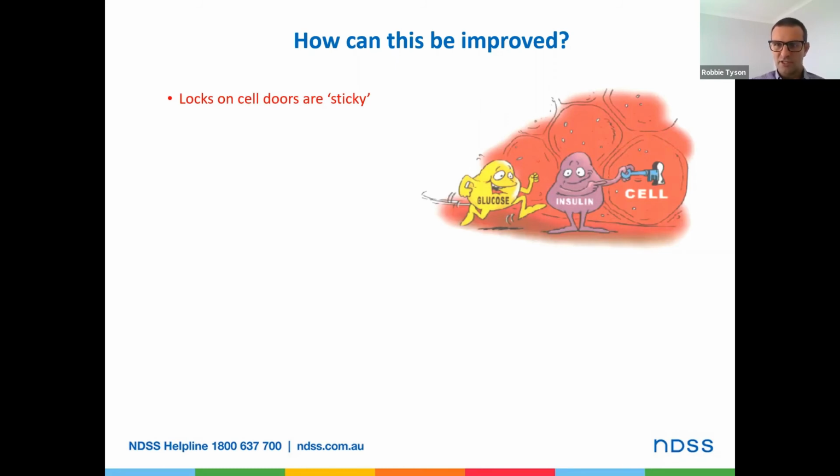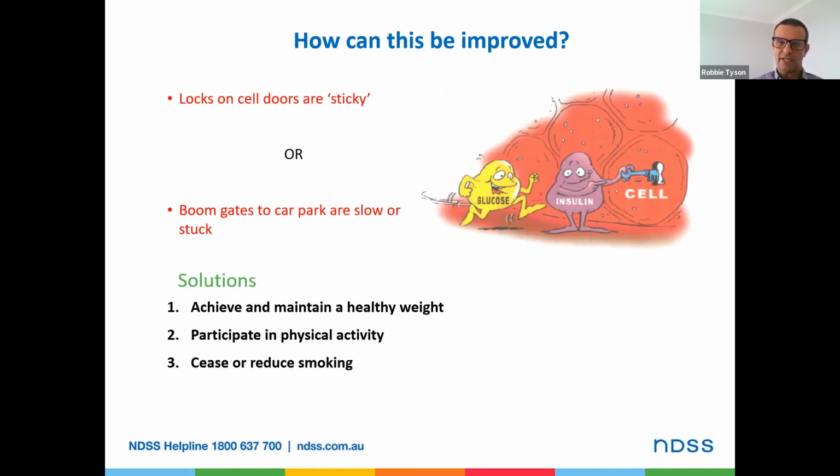All right, so the insulin is trying to open that cell door. The locks become sticky. Another analogy is that these are like boom gates on a car park. Normally there's one in and one out. However, if we do more physical activity, what that can do is help to put more boom gates on the cell door, meaning that we can have more glucose molecules going in to the cells where it needs to. So physical activity can help with that.